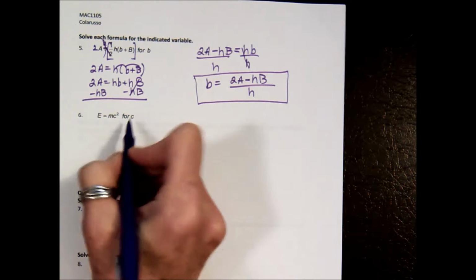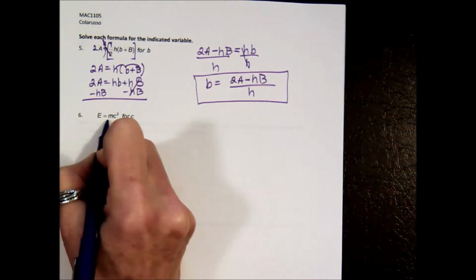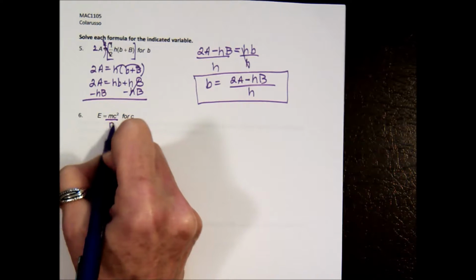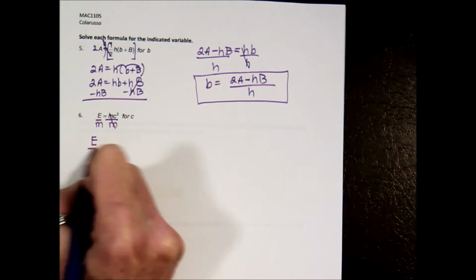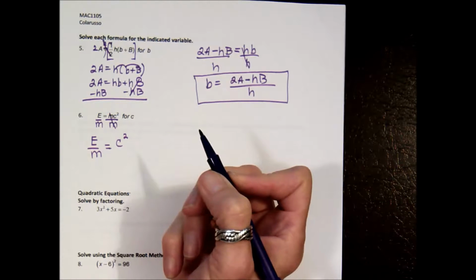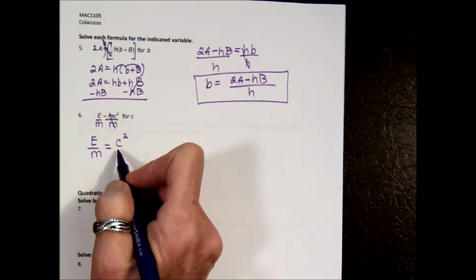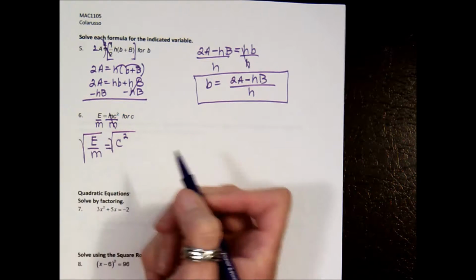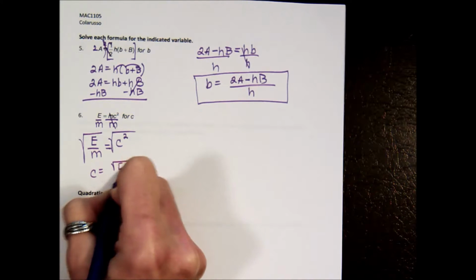All right, let's solve for c. In this case, I need to get the specified variable by itself, so I'm going to divide by m. Divide by m. I get e over m equals c squared. Now I need to take the square root of both sides, and I get, I'm going to turn this around, c equals square root of e over square root of m.